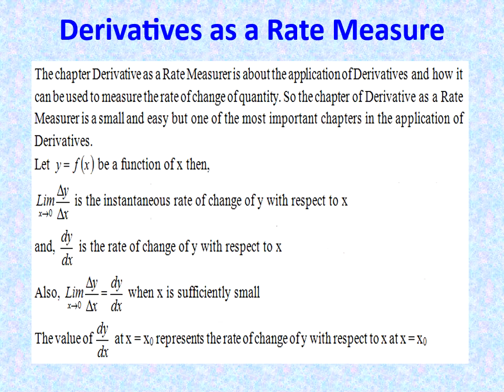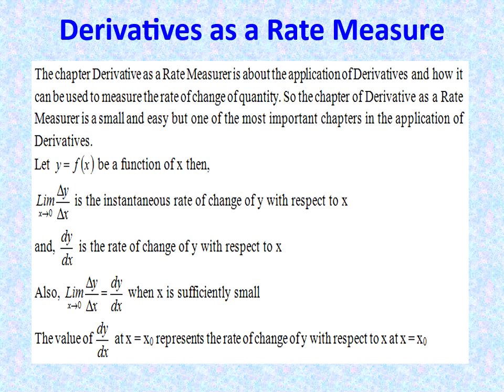Derivative as a rate measure. The chapter Derivative as a Rate Measure is about the application of derivatives and how they can be used to measure the rate of change of a quantity. This chapter is small and easy but one of the most important chapters in the application of derivatives. Just go through the theory part.